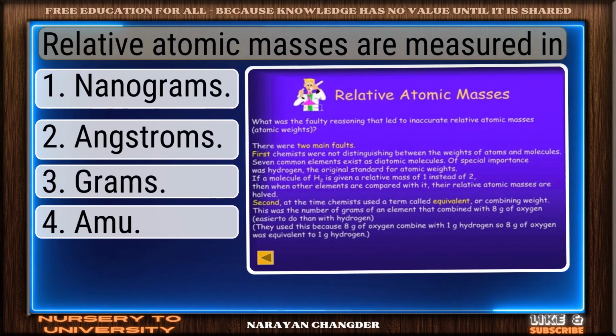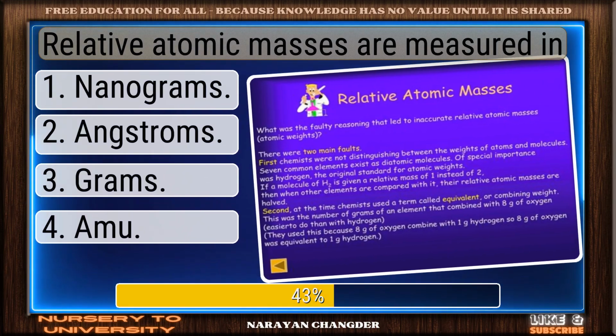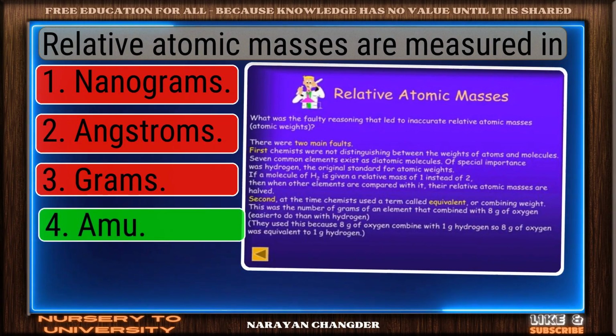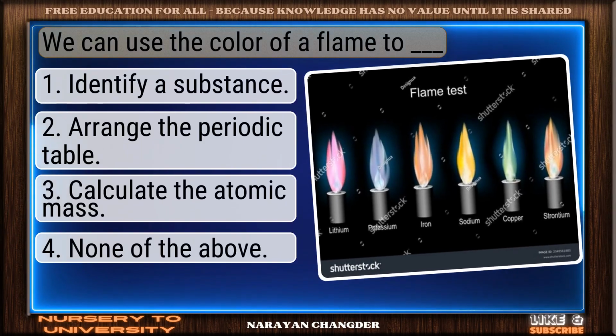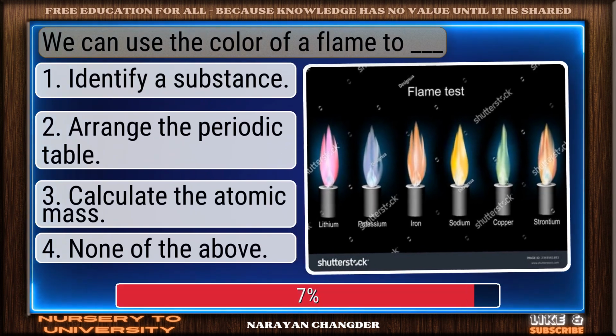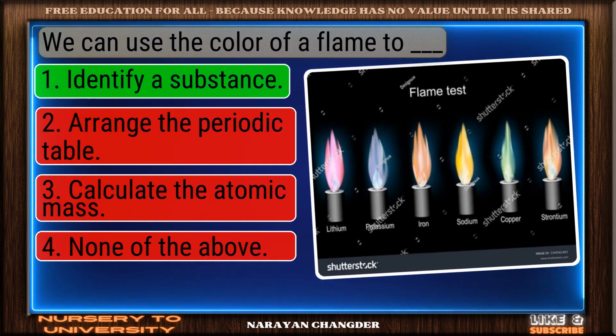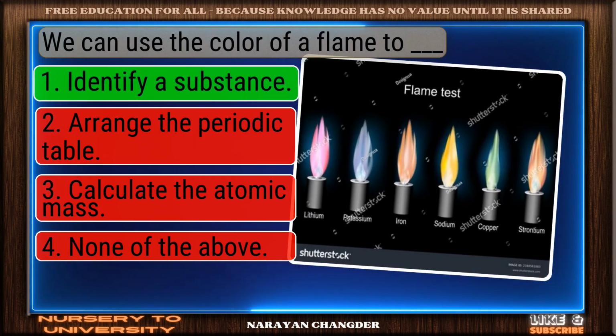Relative atomic masses are measured in... Bravo. Mu is the answer. We can use the color of a flame to... Strong choice. Identify a substance is the right answer.